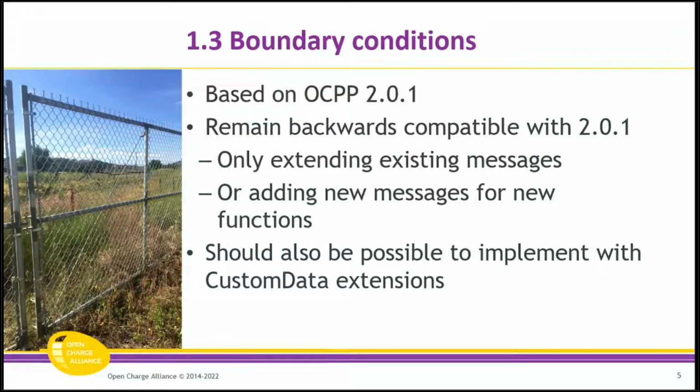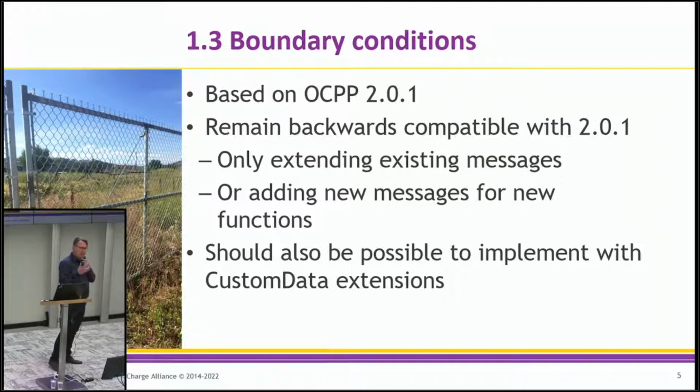Again, here, like the other task groups, we set ourselves some boundary conditions, which means that it has to be based on OCPP 2.0.1, and it should remain backwards compatible. So we don't want to completely change messages for charging profiles, for example. We only want to extend them. So with our new V2X specification, we have only extended existing messages and added some new messages. The idea was that it should be possible to implement the entire V2X functionality using custom data extensions in OCPP 2.0.1. But it turned out that it is quite a lot of extensions, so it might be wiser to implement it as a new release.